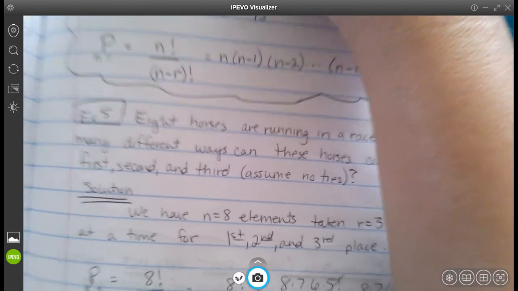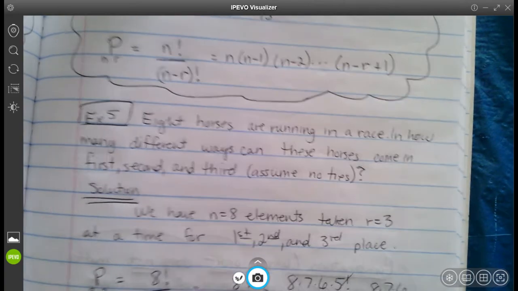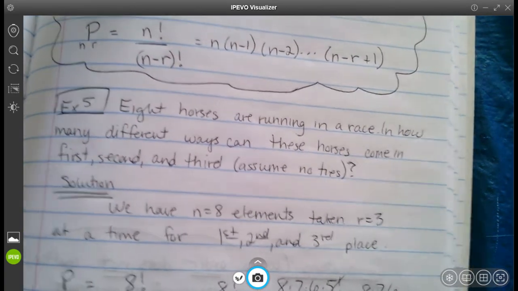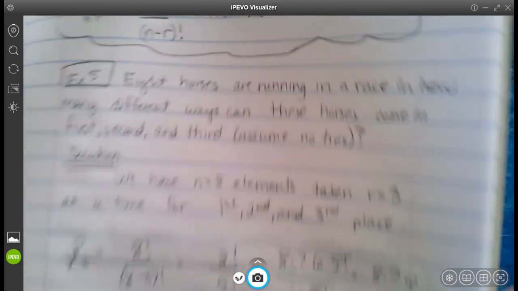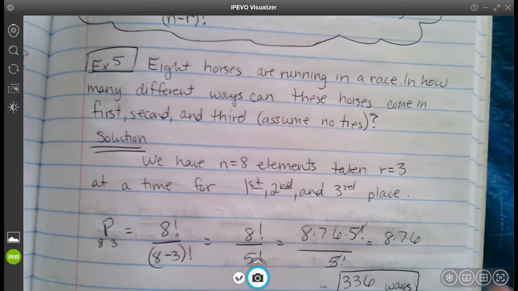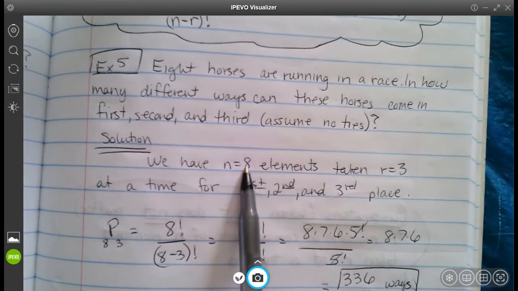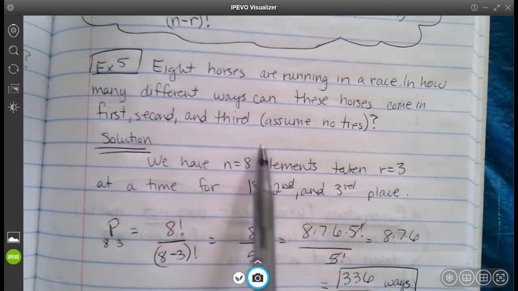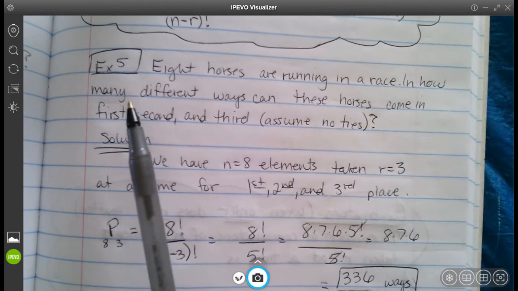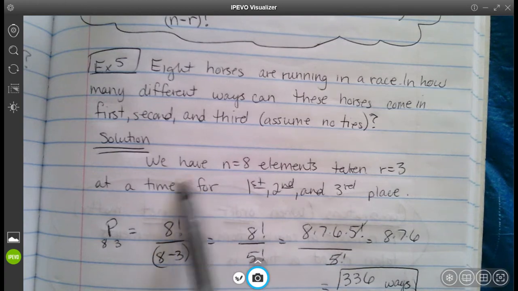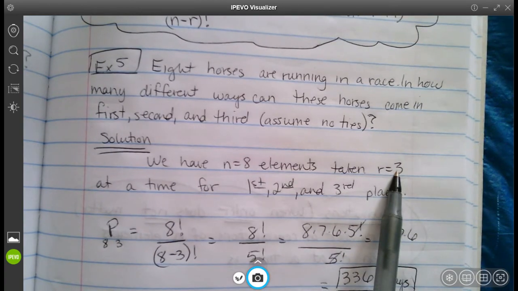I did solve this one because of the time. So example number 5 says we have 8 horses that are running in a race. And how many different ways can these horses come in first, second, and third, assuming there's no ties? So here's the solution. We have a total of 8 elements, right? There's 8 horses taken 3 at a time because we only want first, second, and third. The rest of them, sorry, we don't need them. So that means that n is equal to 8 and r is equal to 3.